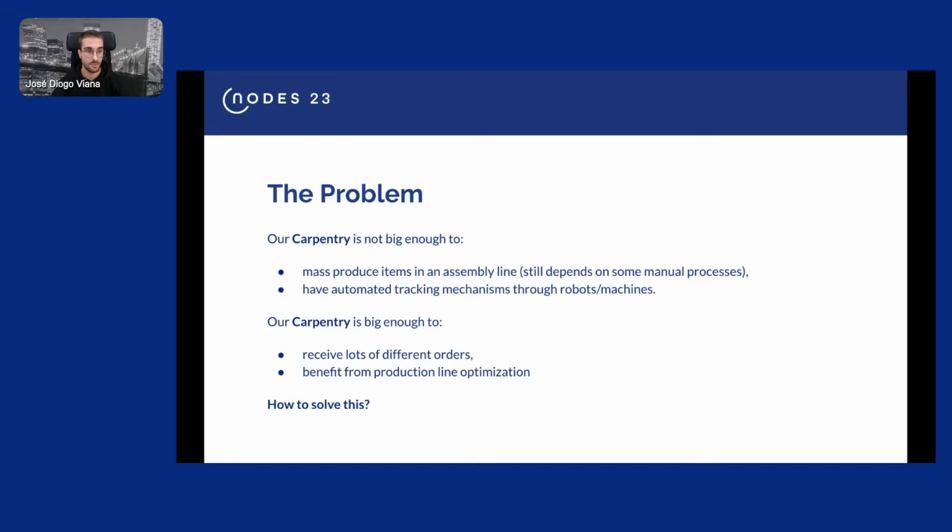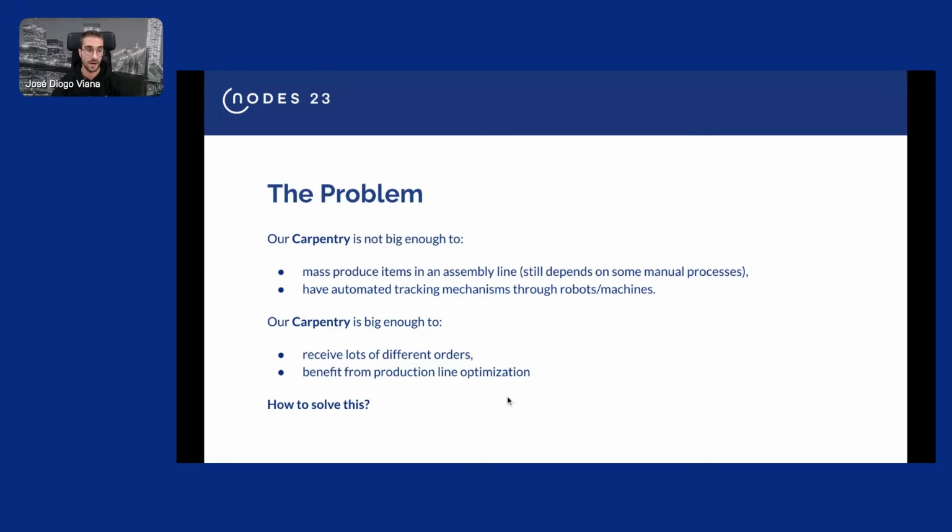So continuing on the problem, let's suppose our carpentry is not big enough to mass produce items in an assembly line. For example, it still depends on manual processes because it just doesn't have the scale, or it's not big enough to have automated tracking mechanisms through robots or machines because, as you know, in some production lines, the big ones already have machines that control everything. However, our carpentry is big enough to receive lots of different orders for our scale again, and also could benefit from production line optimization.